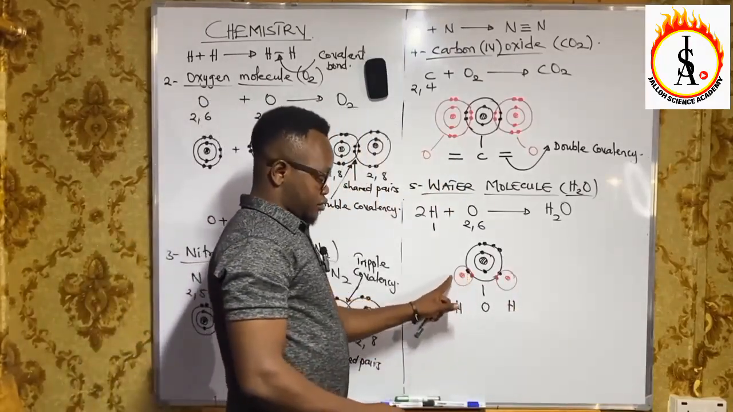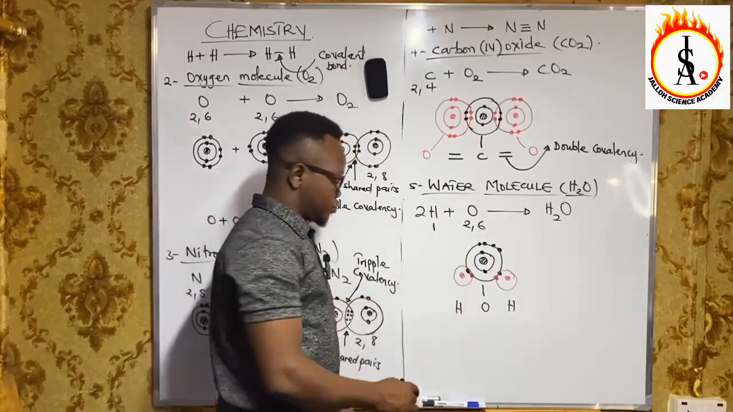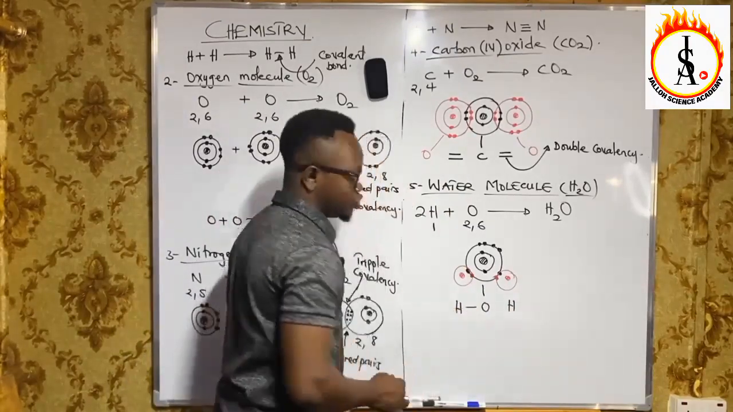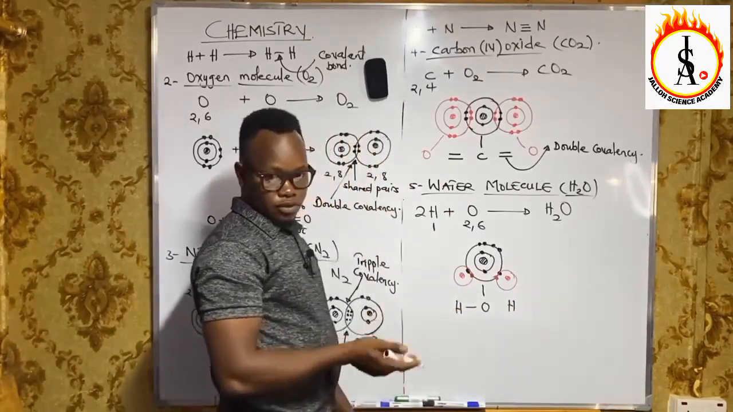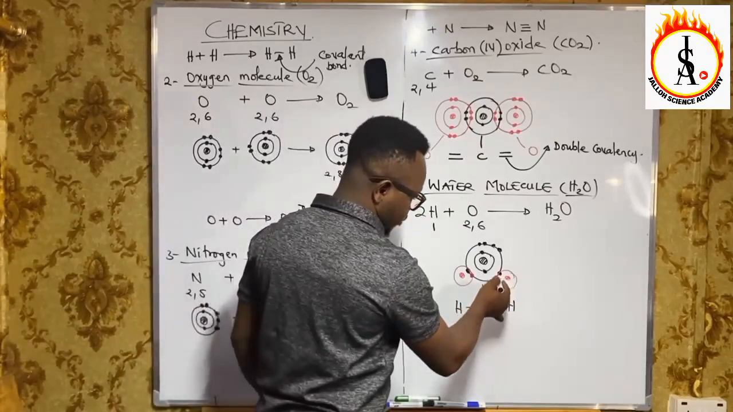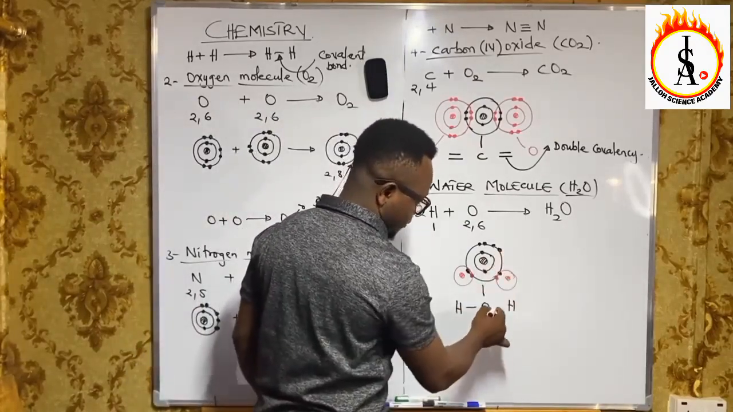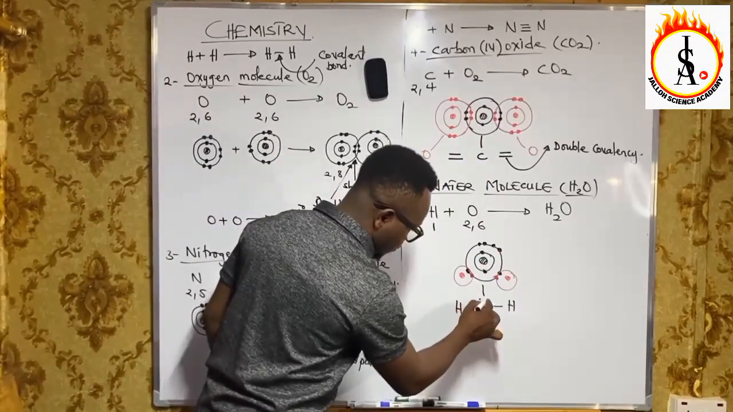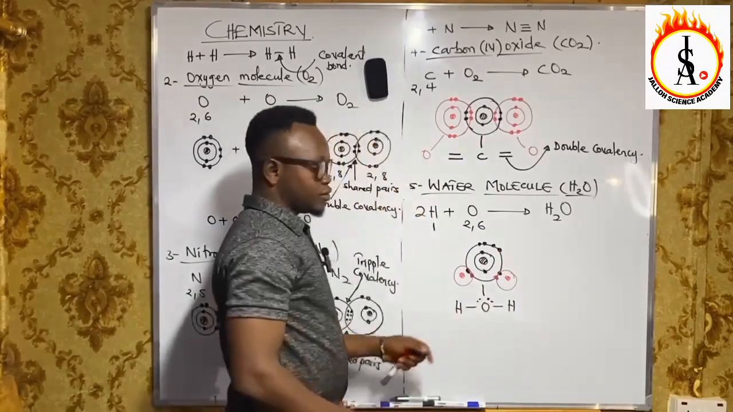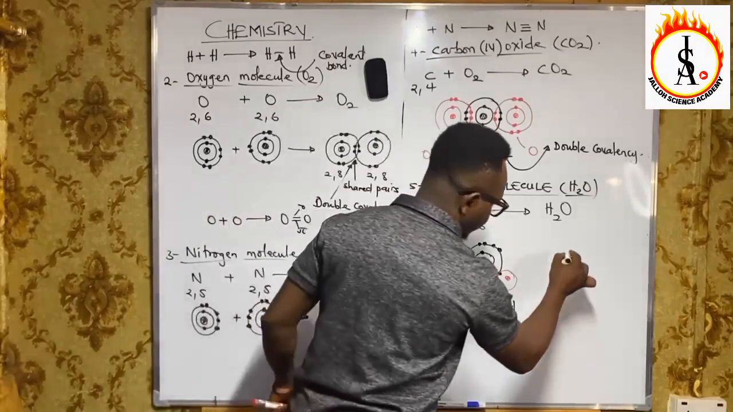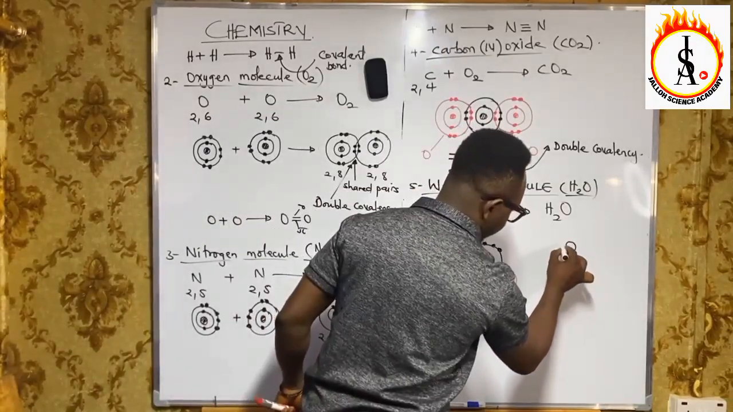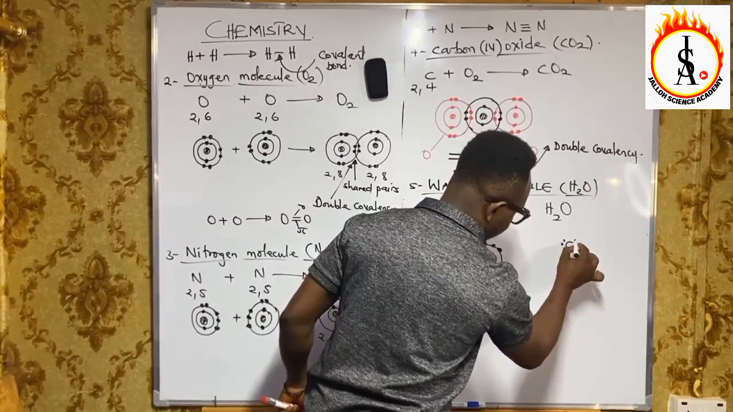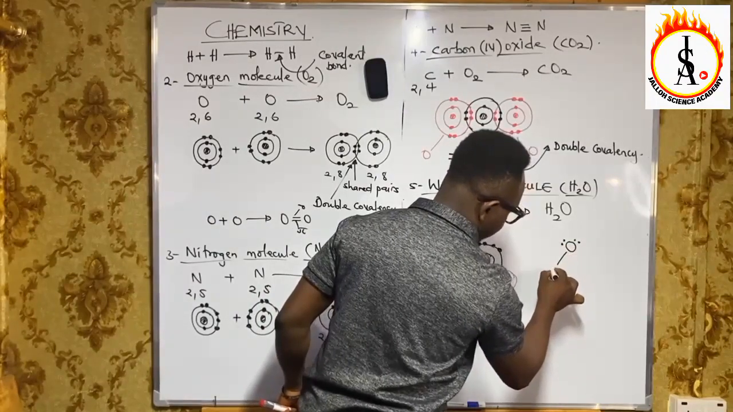So this hydrogen contributes 1 electron, oxygen contributes 1 electron, showing us a single bond. Here also, this hydrogen contributes 1, the oxygen contributes 1, showing us a single bond. And there are lone pairs here. So that makes water molecule having this shape, we refer to as a bent shape.